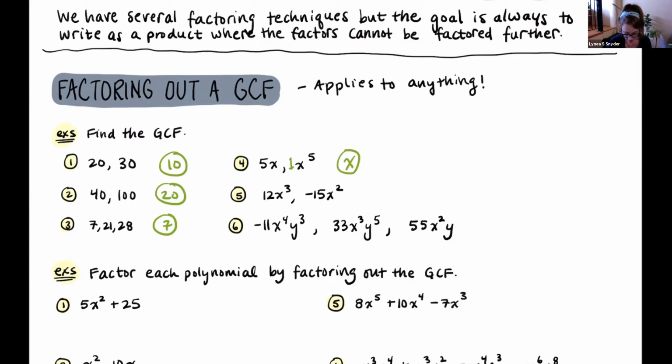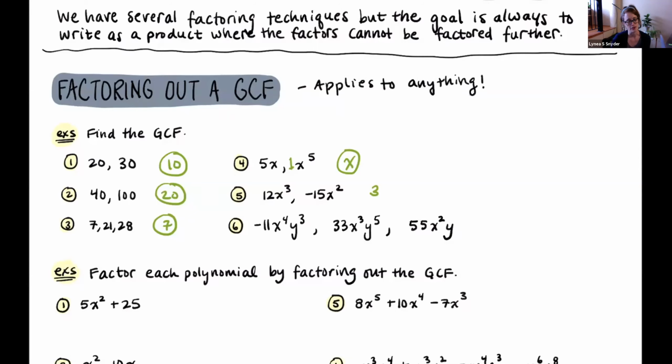So go ahead, this is pre-recorded, so you can always pause this and work this out on your own, or go ahead of me. As always, I encourage you to do that. But you want to look at the numbers separately, 12 and the negative 15. Think, what is the largest number that goes into both? I think our number that we're looking for here is 3. So that's going to be part of our greatest common factor.